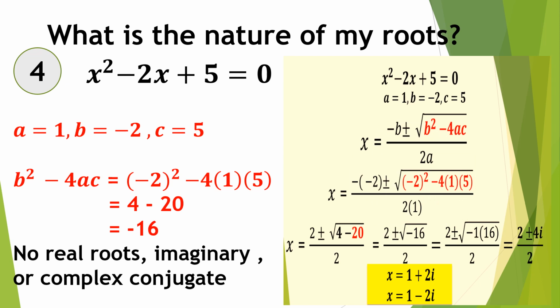Let's look at the solution that we had a while ago. The roots are x equals 1 plus 2i, and x equals 1 minus 2i. Again, it makes sense. The reason why we have here an imaginary unit, or an answer expressed in terms of i, is the fact that the value of our discriminant is a negative number.